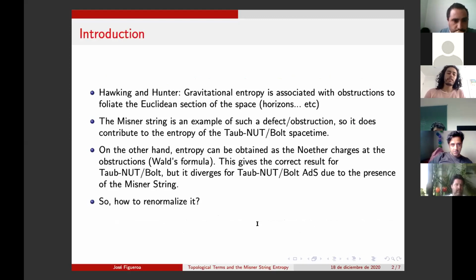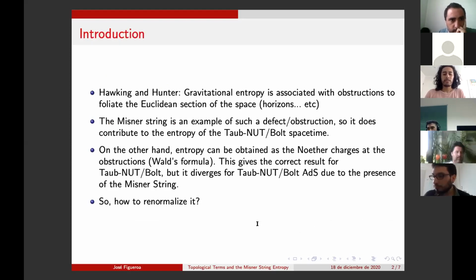Well, Hawking and Hunter found that the gravitational entropy is related with obstructions to the Euclidean section of space. The main example of these obstructions are the black hole horizon, but there are others, like the Misner string that appears in Taub-NUT-Bolt space. Then the string will contribute to the entropy. On the other hand, entropy can be obtained as the Noether charge at the obstruction through Wald's formula. And this gives the correct result for Taub-NUT-Bolt in flat space, but it diverges for Taub-NUT-Bolt-AdS, so it should be regularized somehow.